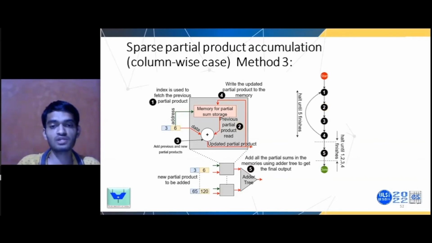Once the particular column is traversed fully, all the partial BRAMs are read by the adder tree in order to convert those partial BRAM contents into final output values. While the adder tree does the accumulation, the multiplication is stopped. Only once the accumulation by the adder tree is done is the multiplication resumed for the next set of columns.